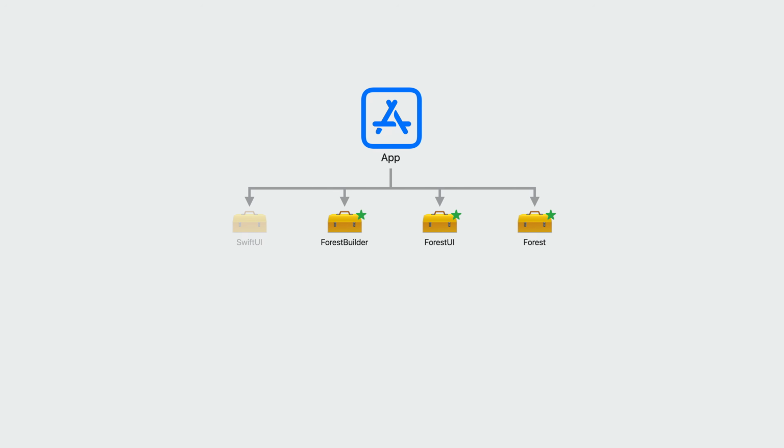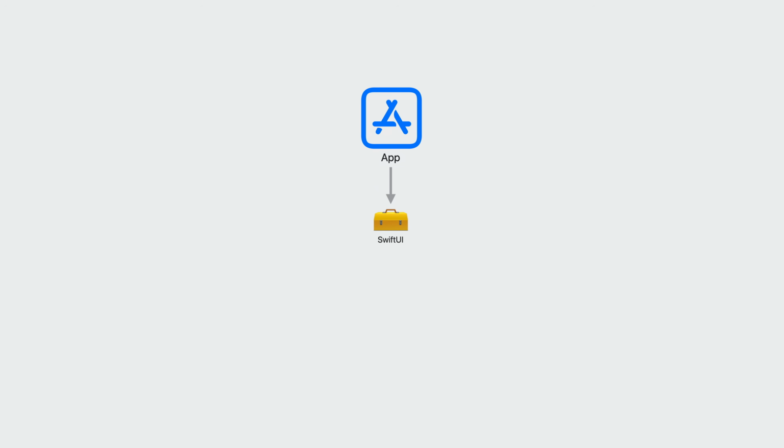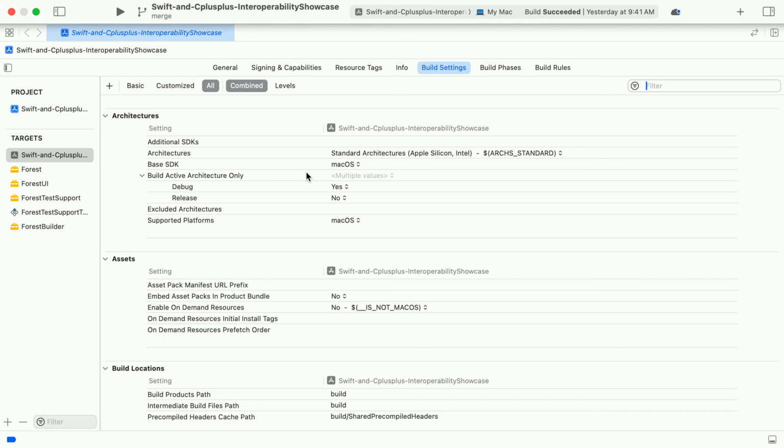When automatic merging is enabled, the 3 Forest frameworks will become mergeable. SwiftUI is left as is since it's a system library. While linking the app, these frameworks will be merged directly into the app binary. That means these frameworks won't be needed at launch and can be removed from disk. Let's see how to turn this on in Xcode.